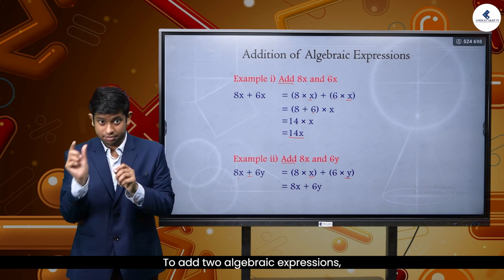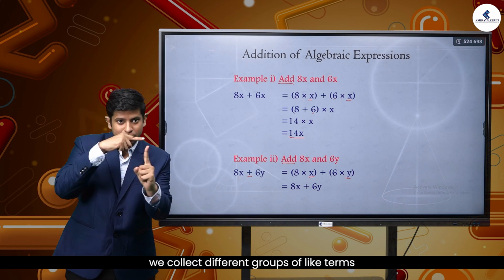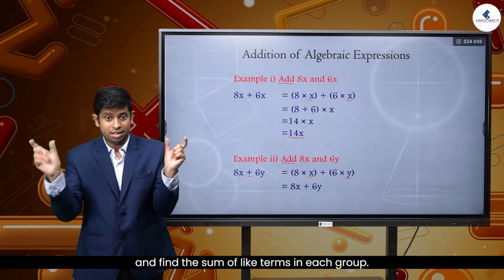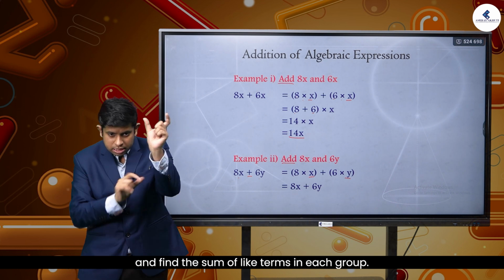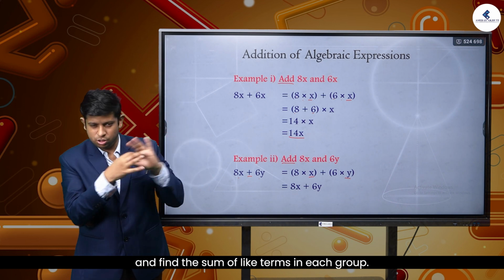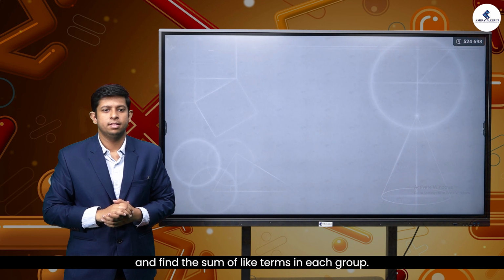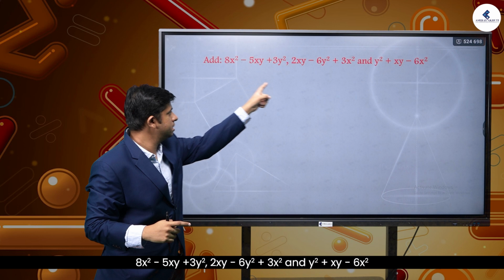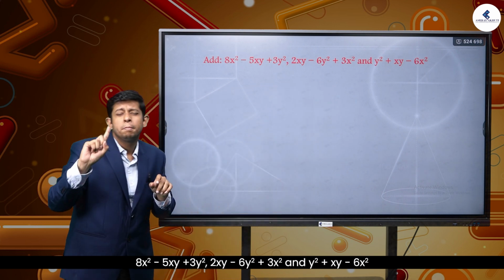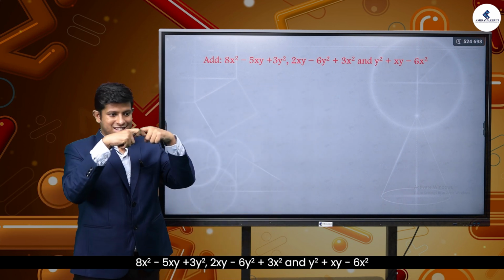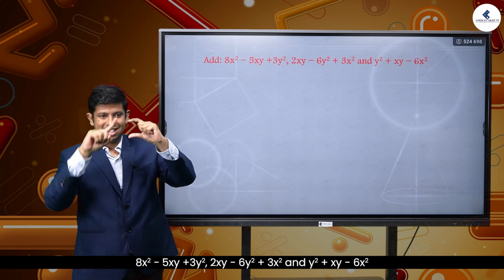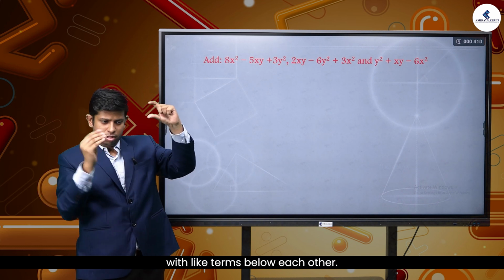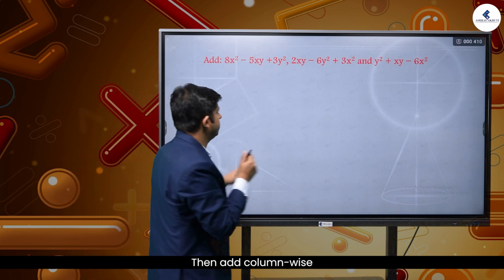To add two algebraic expressions, we collect different groups of like terms and find the sum of like terms in each group. Add 8x square minus 5xy plus 3y square, 2xy minus 6y square plus 3x square, and y square plus xy minus 6x square. First, arrange the given expressions in descending powers of x with like terms below each other. Then add column wise.